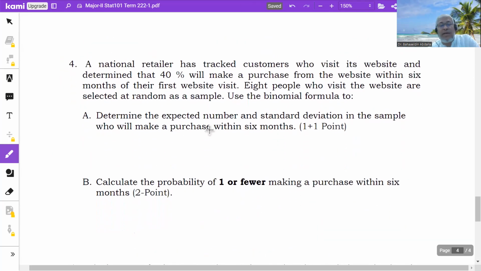A national retailer has tracked customers who visit its website and determined that 40% will make a purchase from the website within 6 months of their first website visit. So this is the probability that the people will purchase, okay? 8 people who visit, this is the number of people, so you can say this is N and this is P. It should be binomial distribution. He said here, use the binomial formula.